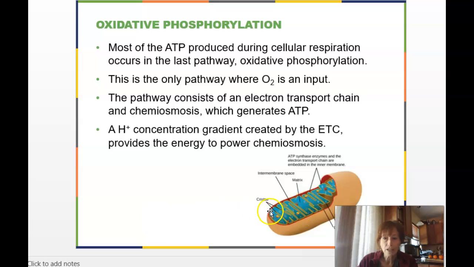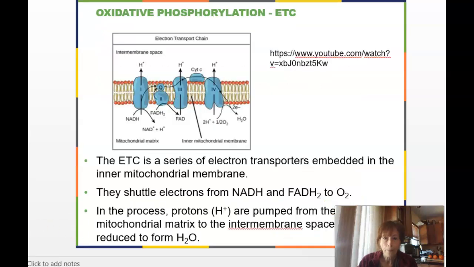Here's the mitochondria again. We see that it has this outer membrane, and then it has this windy kind of inner membrane, and the interior of that's called the matrix. So keep that in mind. Okay. So the electron transport chain is this series of these little transporters that are embedded in that membrane in the interior of the mitochondria. So you can see here that this is the intermembrane space, and this is the inner mitochondrial membrane, this whole thing in here.